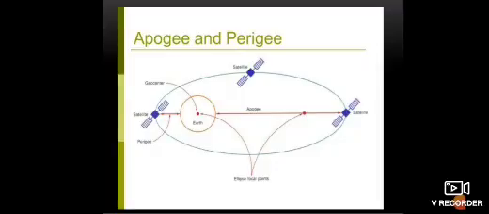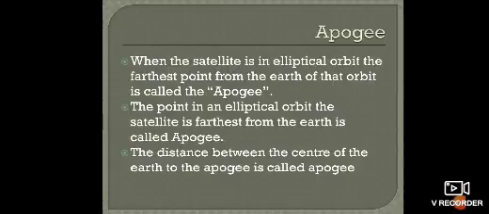And the next topic is apogee and perigee. So what is apogee and perigee? When we look at this figure, it is very clear that when the satellite is in an elliptical orbit, the farthest point, that is the longest distance from the earth on that orbit, is called apogee.